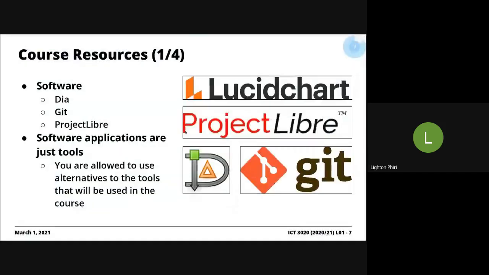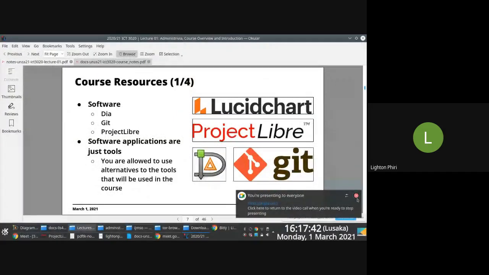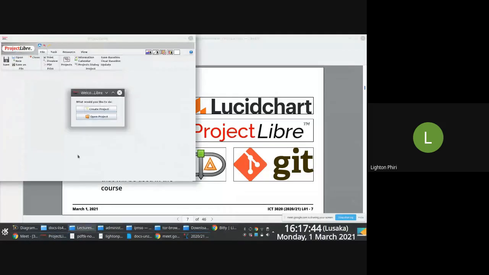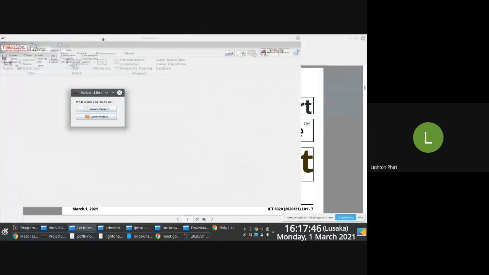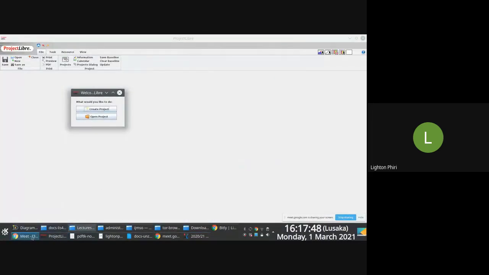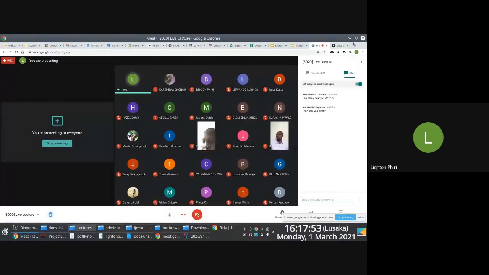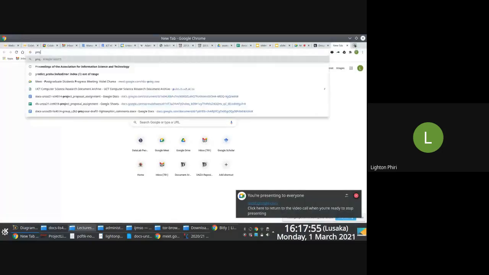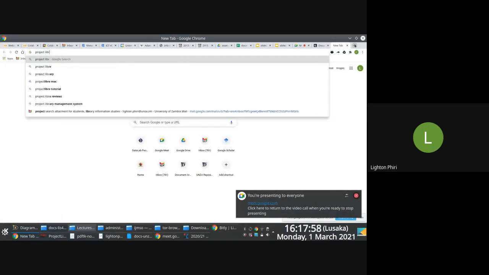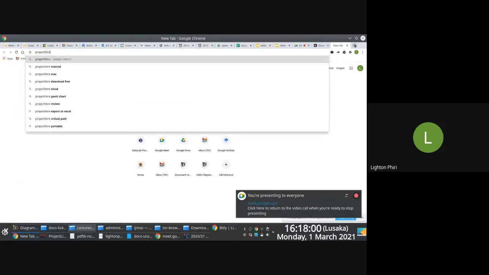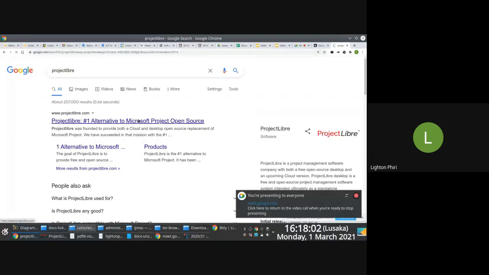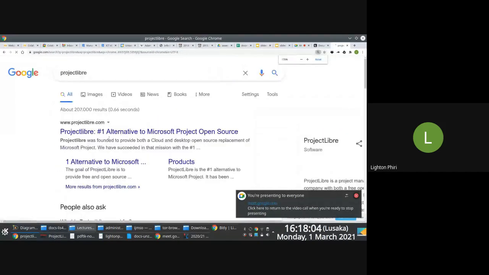All right, good stuff. So I was just trying to say Project Libre is marketed as an open source alternative to so-called Microsoft Project, right? In fact, if you look up Project Libre online, it's one word, you notice that the tagline is always number one open source alternative to Microsoft Project, right?